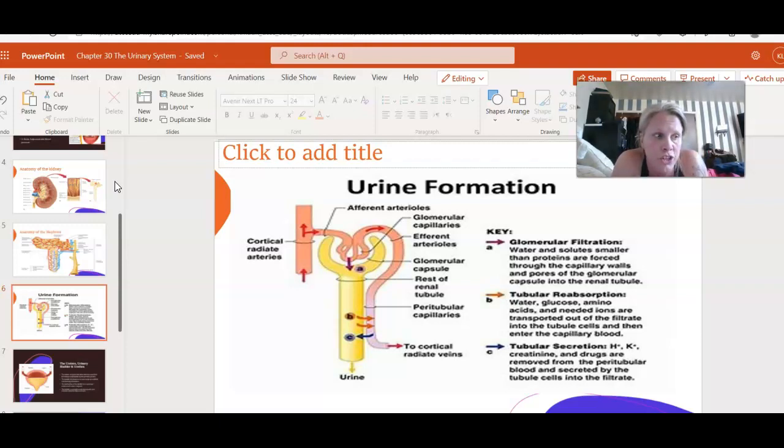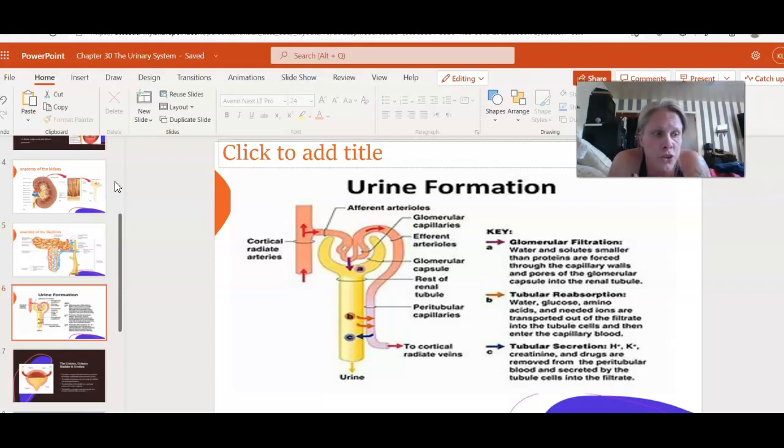So the filtration pressure is largely determined by blood pressure. So if a person's blood pressure is too low, the glomerular filtrate will not form. So as the blood pressure increases, that means the filtration pressure also increases, causing the rate of filtration and the amount of filtrate to increase as well. The sympathetic branch of the autonomic nervous system largely controls the rate of the filtration. So you don't really have to think about it happening. It just does it automatically.